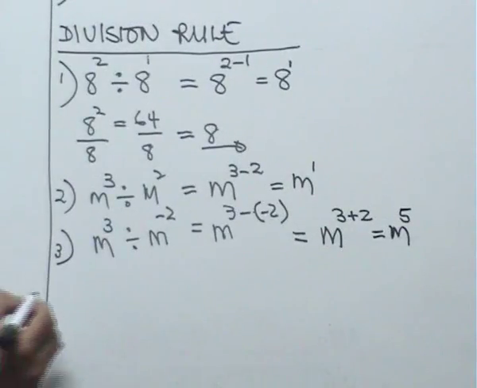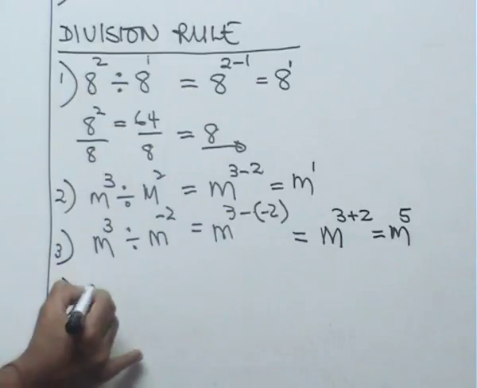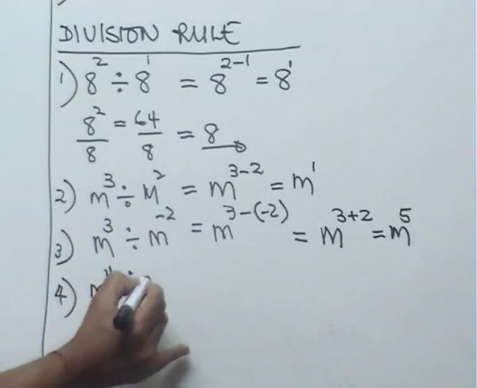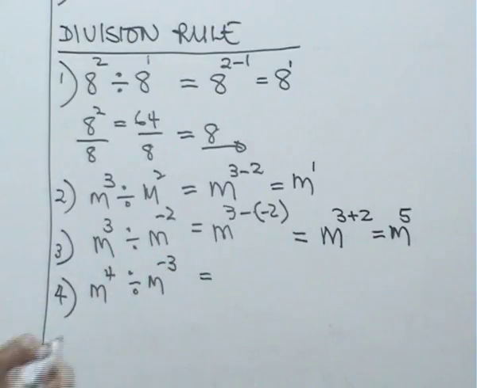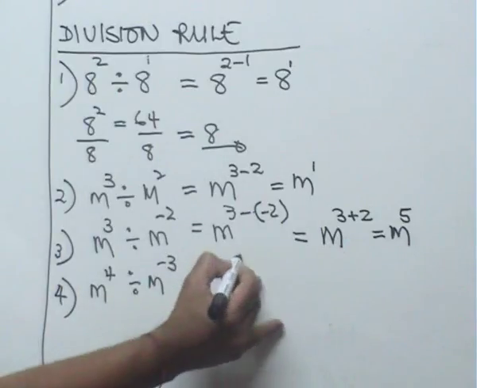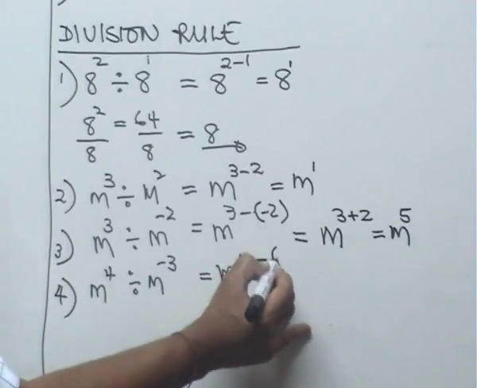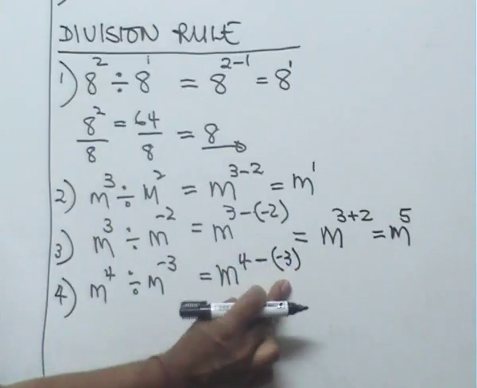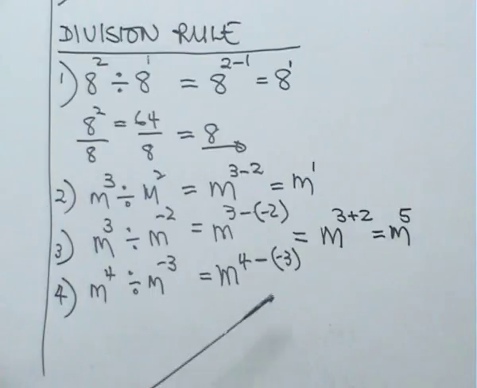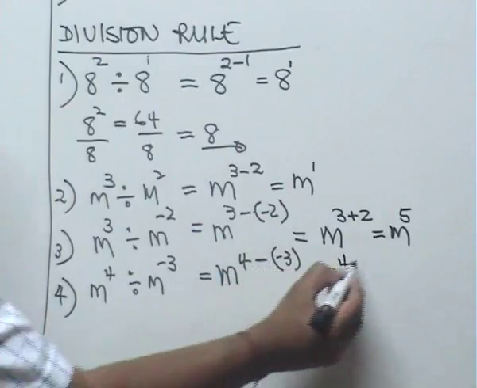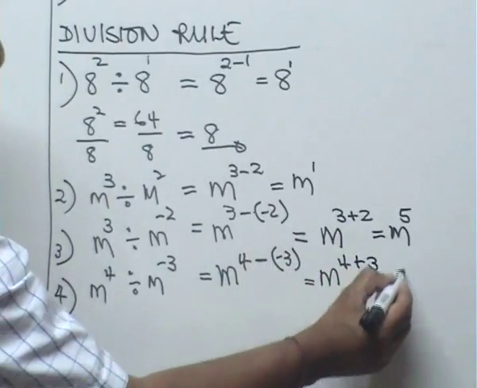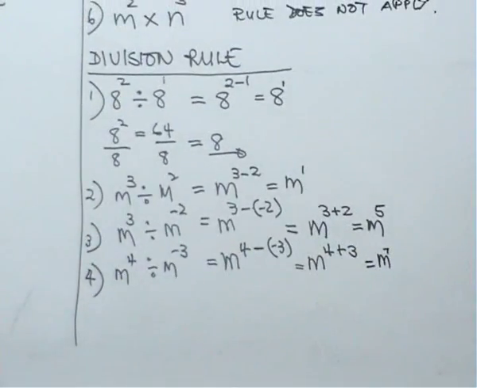I'm just going to do another example like that. m to the 4 divided by m to the minus 3. So you write down the base once, subtract the indices, 4 minus (-3). It is always wise to write this index in a bracket so that you will get it right. And then you've got m, 4 minus times minus plus 3, final answer m to the 7.